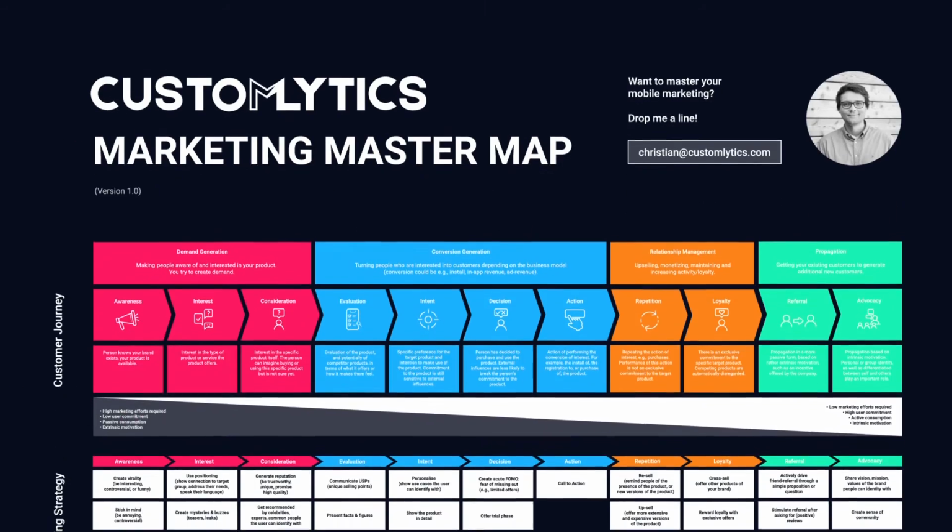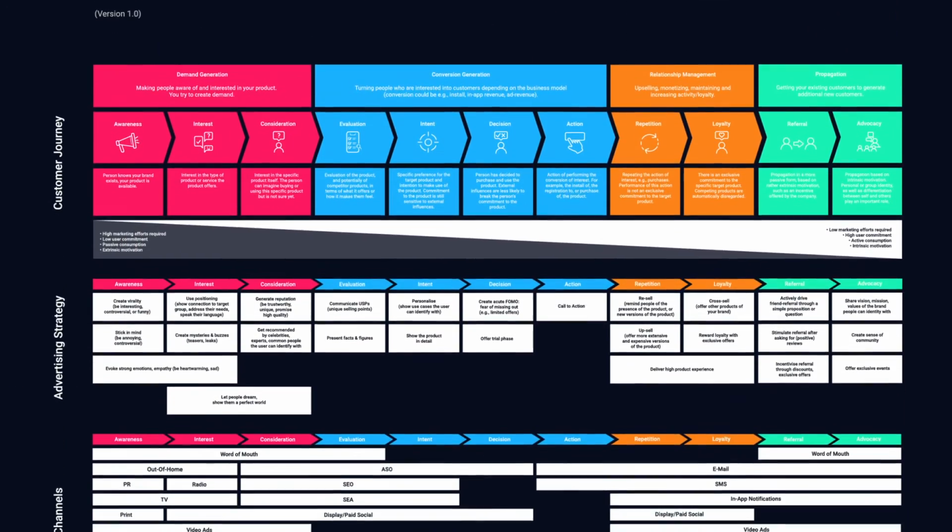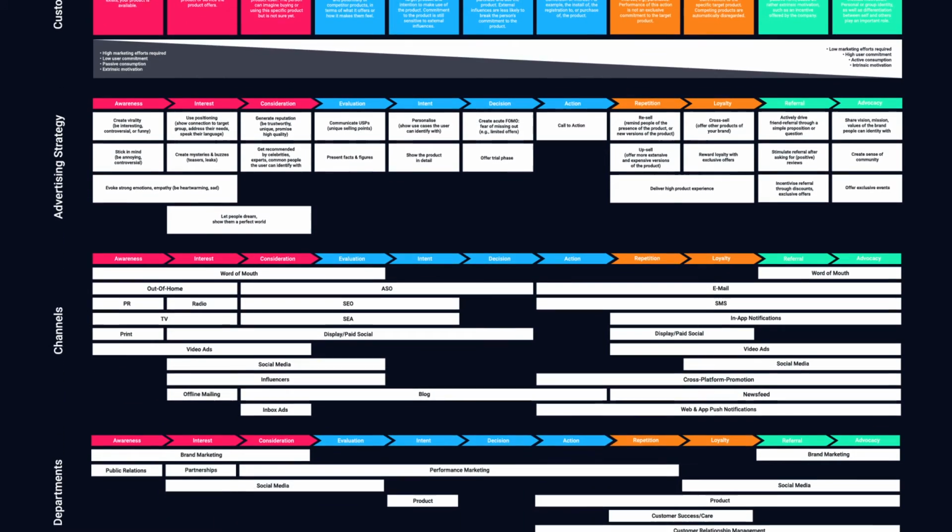In the channel section of the marketing master map, we are now going to look at the different marketing channels that you can use to reach the goal that you are pursuing in the different stages of the marketing life cycle. There are many marketing channels available, as you will know.